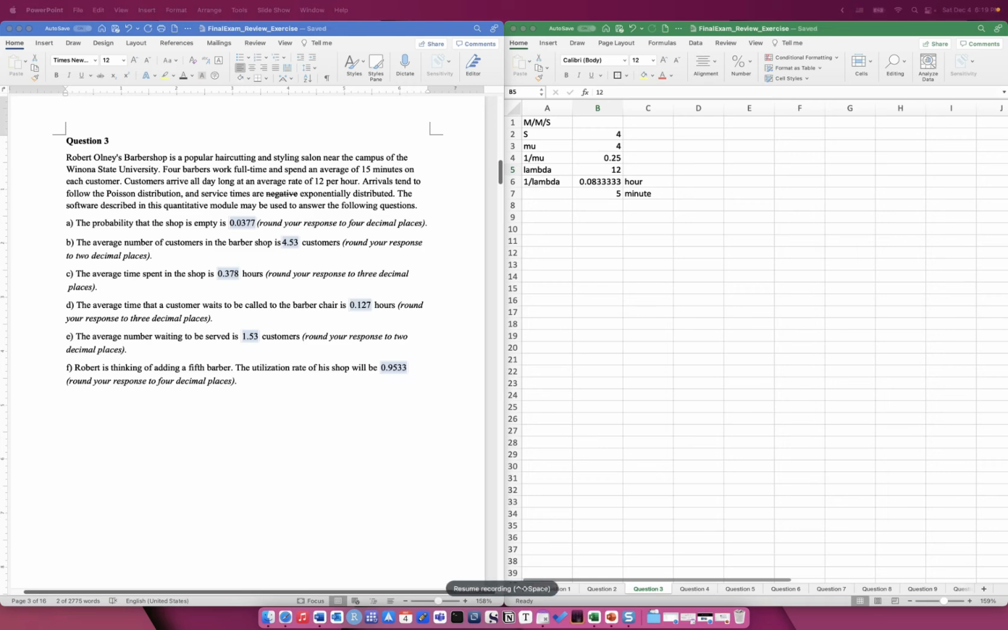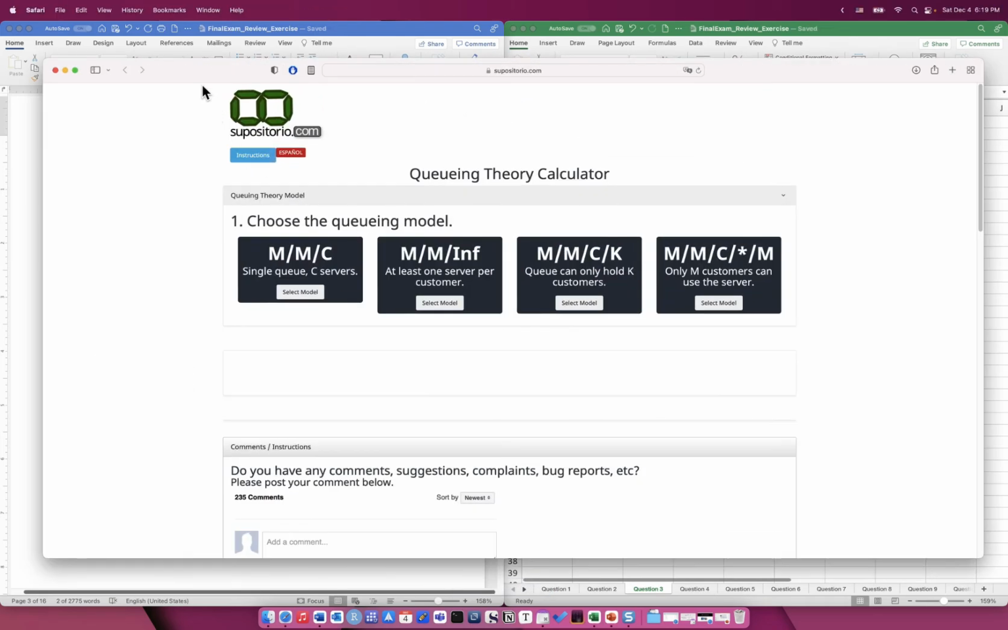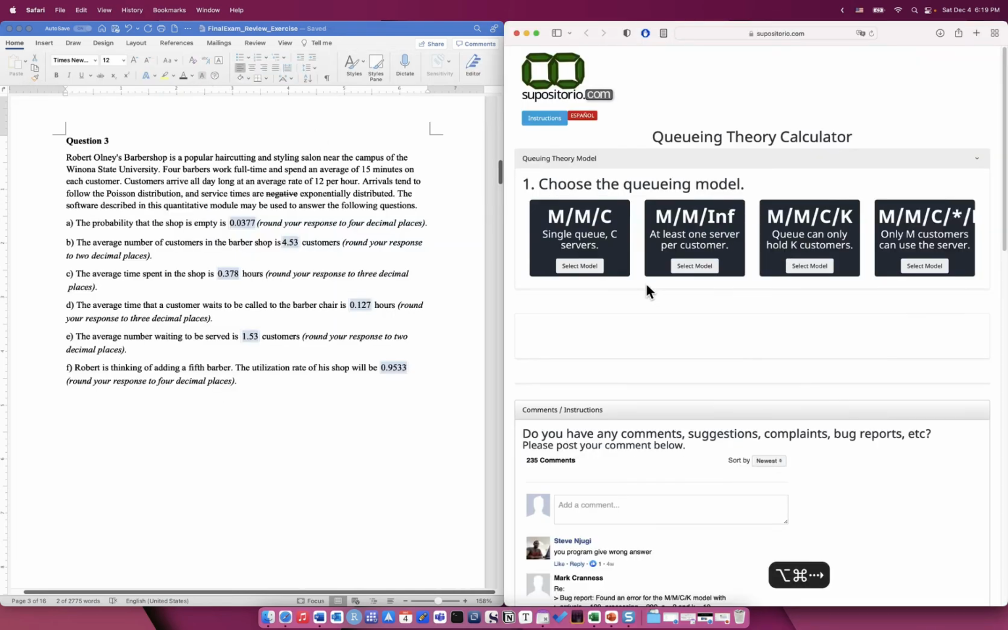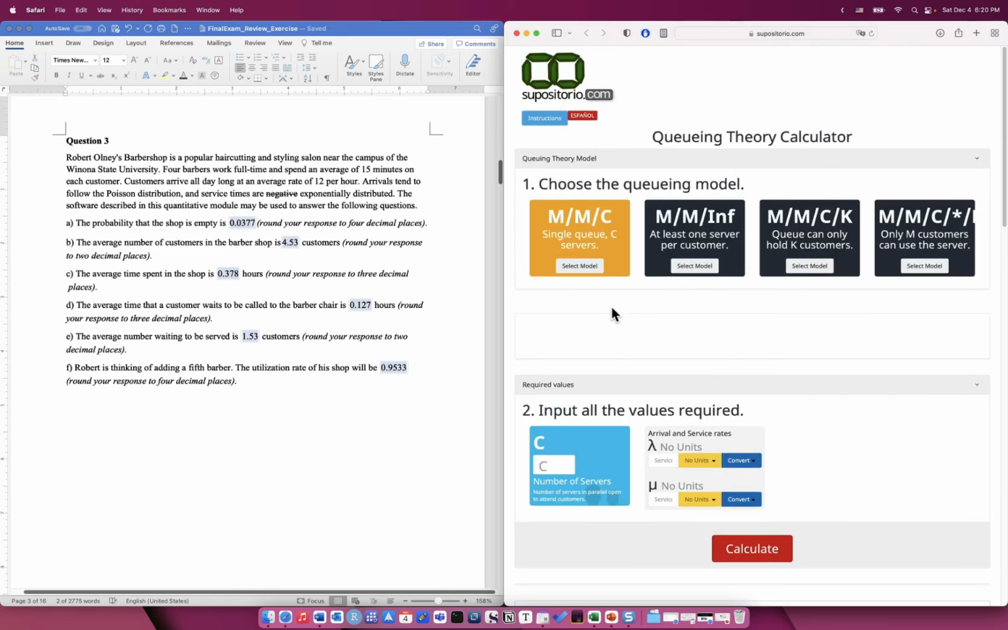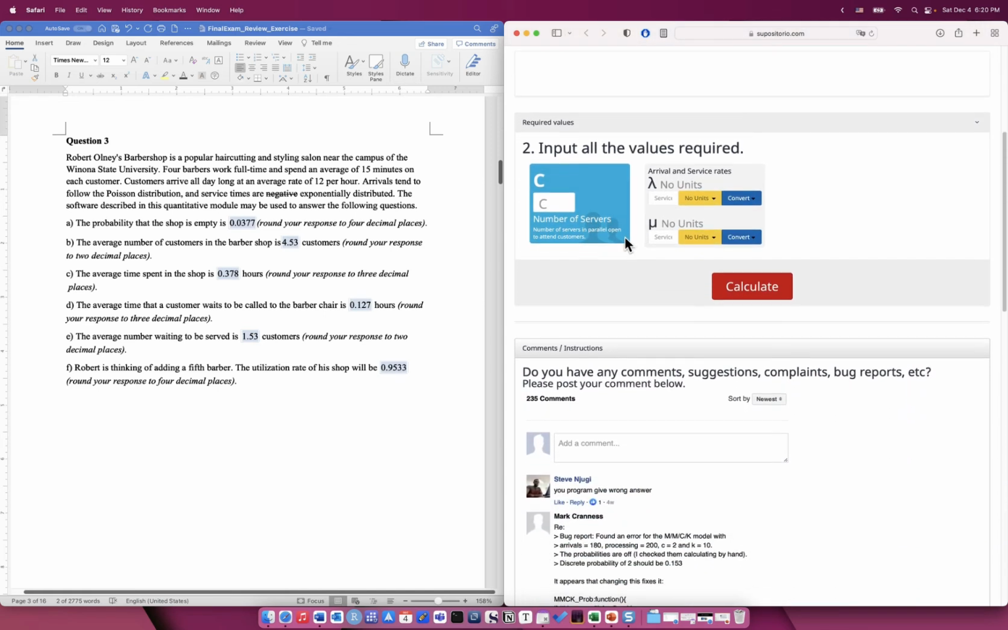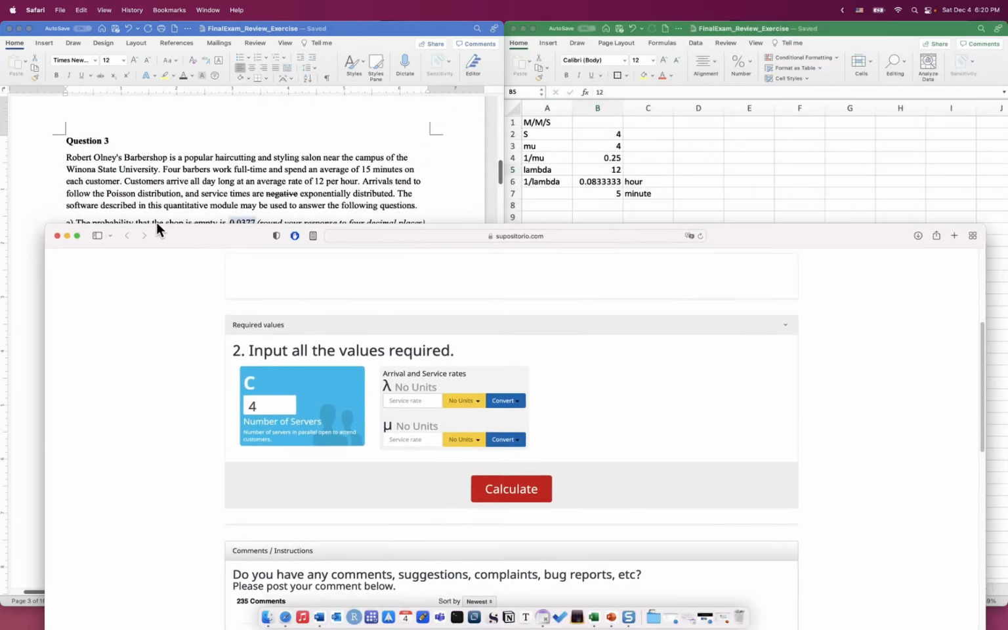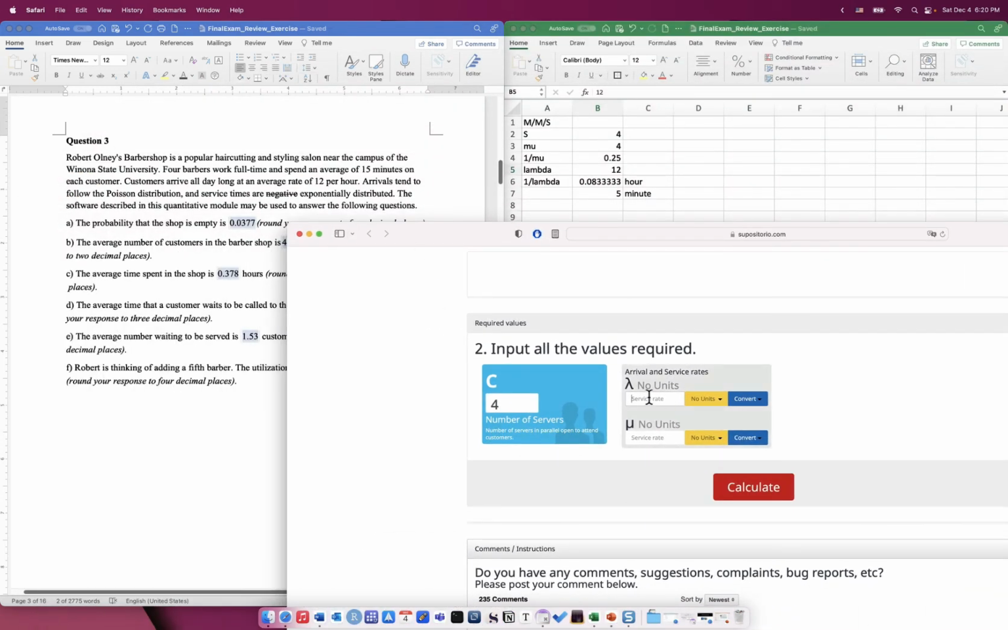The website is here. Some of you mentioned that this is not opening from your computer. In that case, you may try a different web browser like Edge or Firefox. If you don't have those, or it still doesn't work, you can try to use your cell phone. So we select the model, and we have 4 servers, and our lambda was 12, and our mu was 4. Okay, so let's do it again.